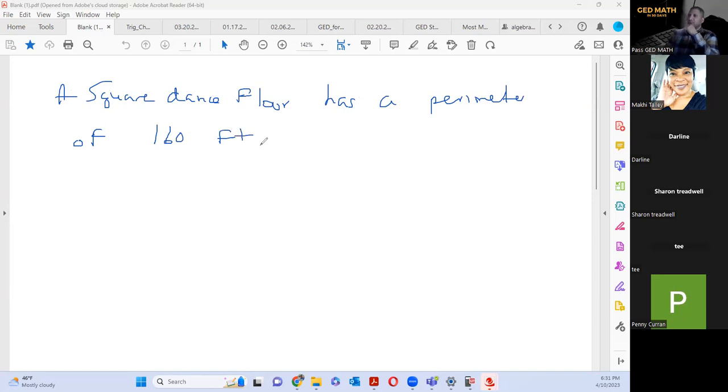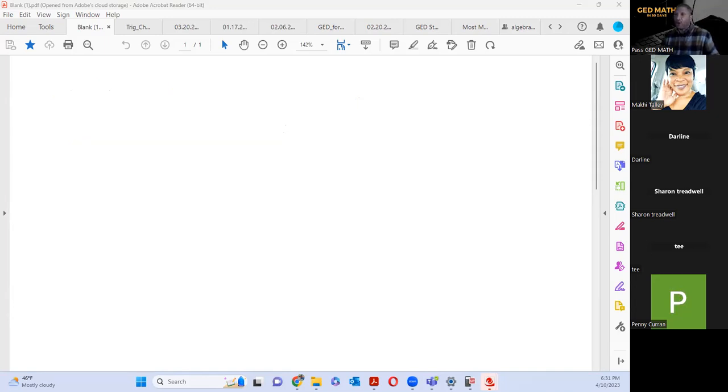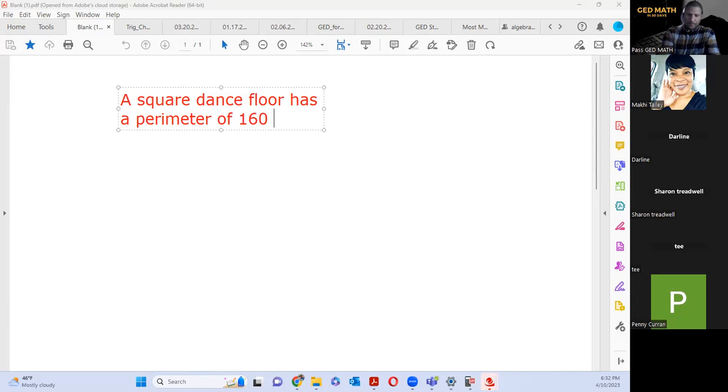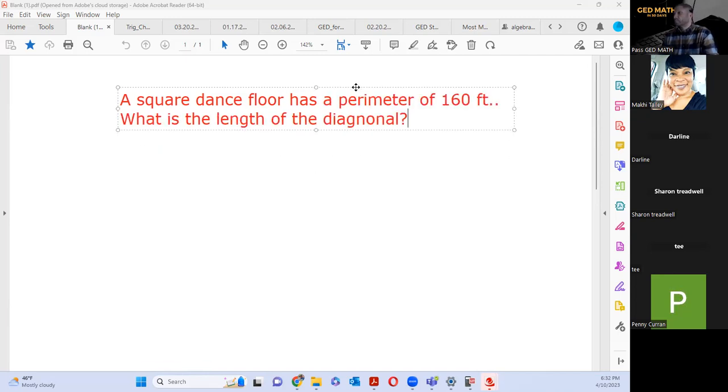A square dance floor has a perimeter. So that means all the way around. That's a perimeter of 160 feet, all the way around. So you need to find the value of all 4 sides. 40.